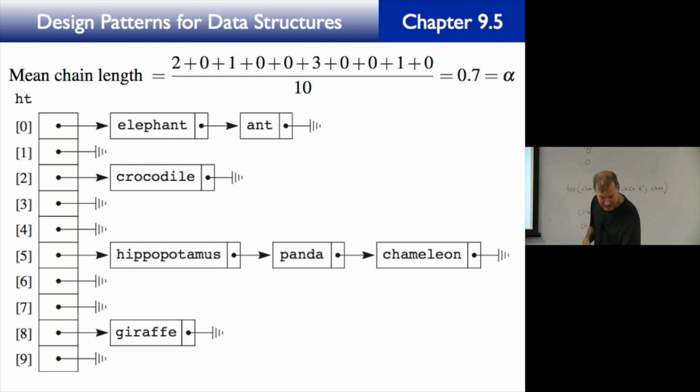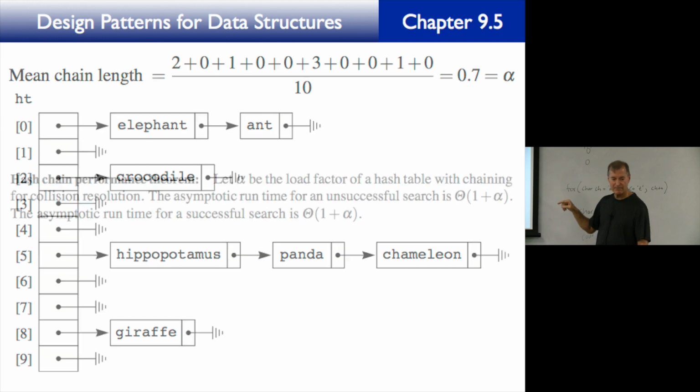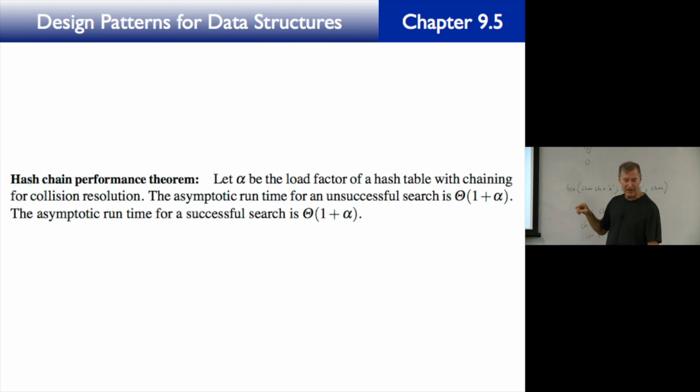We're not going to prove it, but there is a hash chain performance theorem that says: let alpha be the load factor of a hash table with chaining for collision resolution. The asymptotic runtime for an unsuccessful search is big theta of 1 plus alpha, and also for a successful search is big theta of 1 plus alpha. By unsuccessful we mean you're searching for something that's not in the table, and for successful we mean you're searching for something that's in the table. But in both cases it's big theta of 1 plus alpha.